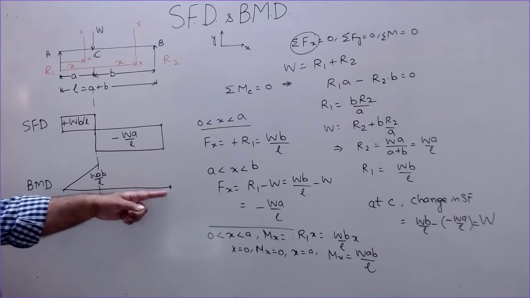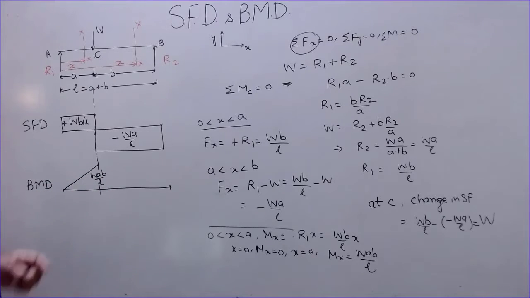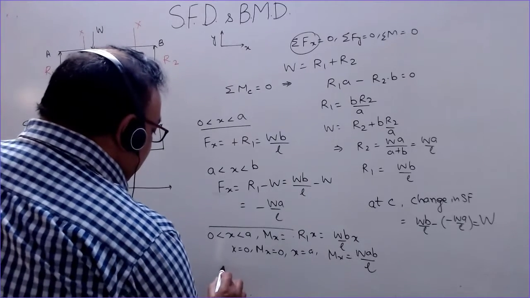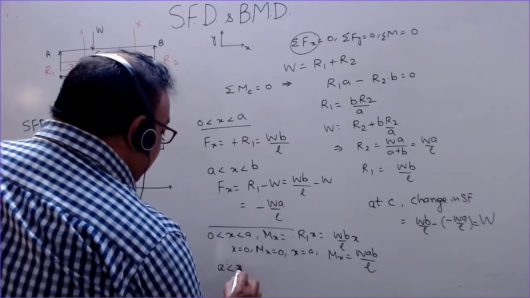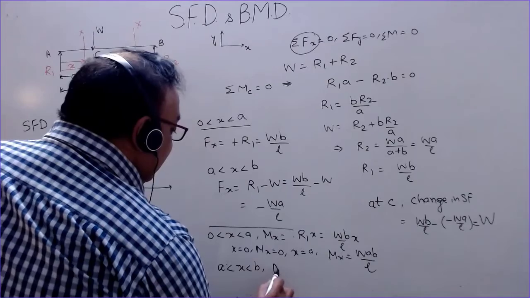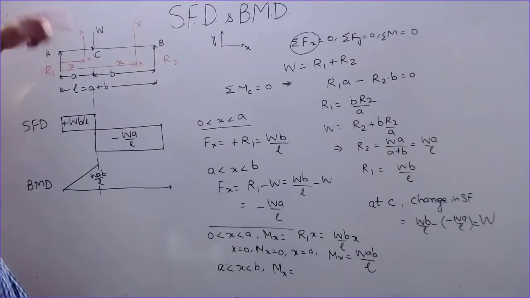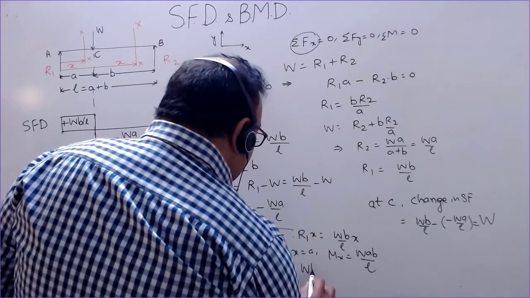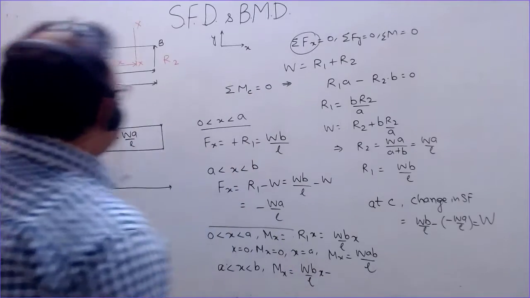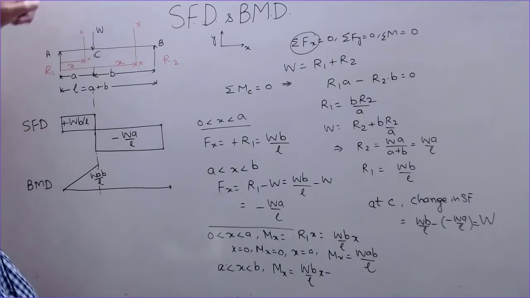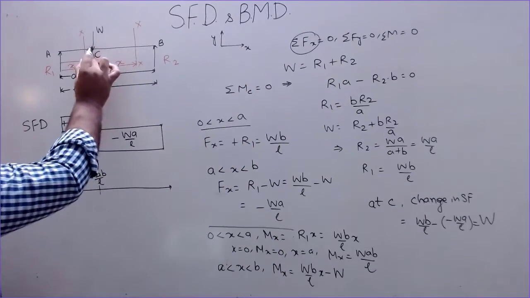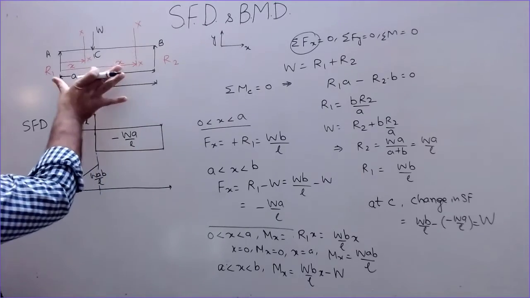Now for this side, this obviously will be a straight line. We can join this. You can calculate from this side also, or you can find from this side. Both ways you can do. Now if I write for section between x equal to a to b, we have Mx is the moment of this load which is positive, R1x, R1 is Wb by L into x, minus the moment of W about this section, it is negative bending moment. So minus W into the distance from this to this, which is x minus a.